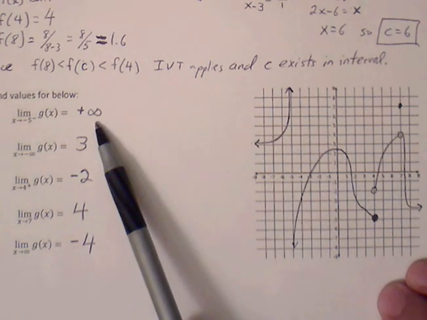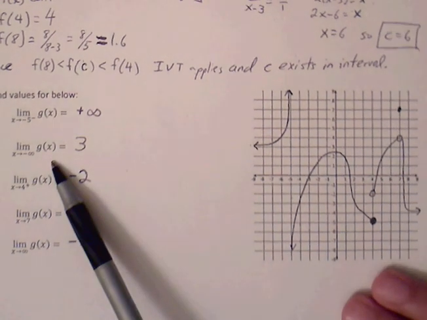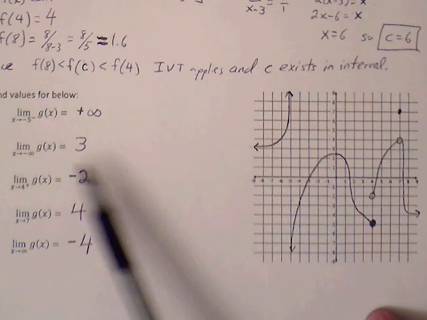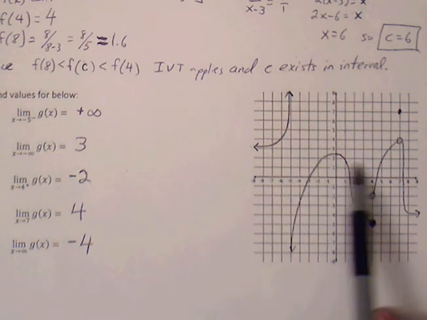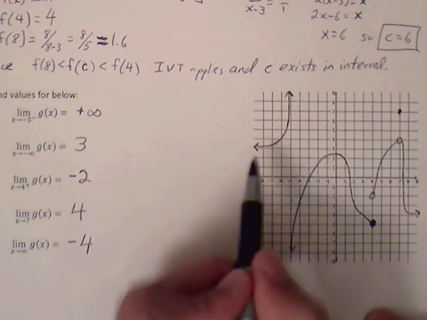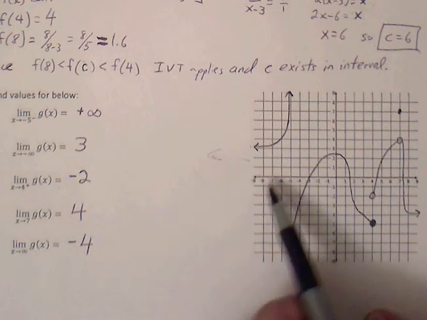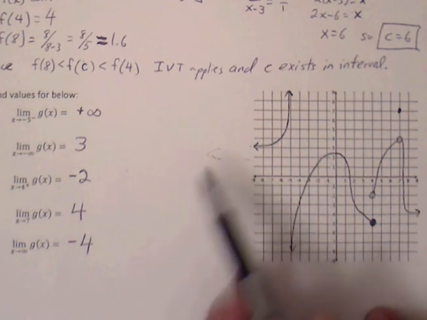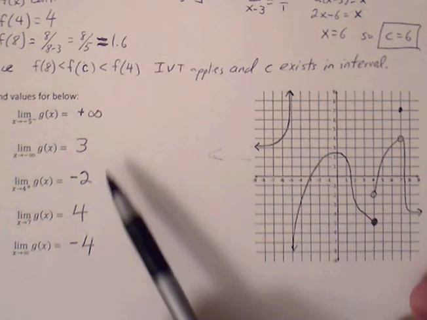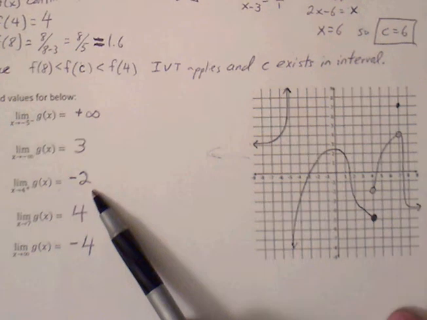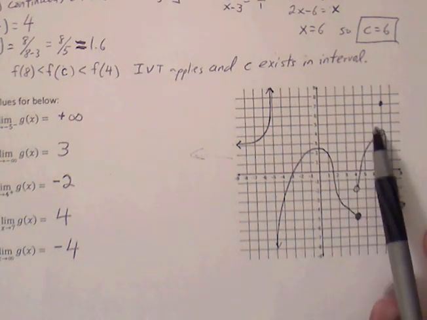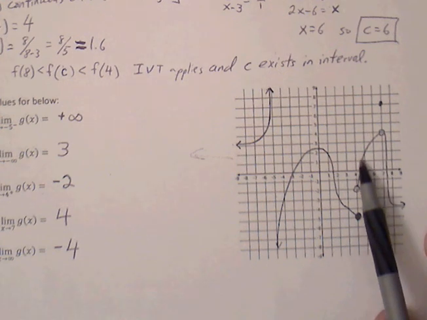Okay, limit as x approaches negative infinity, so we're going to follow the graph to the left. So if we follow the left branch, that's going to be this portion here, and this graph is approaching a y value of 3, so that's our limit. Approaching 4 from the right side of 4, so here's 4, we're going to follow the right branch, so this branch will lead us to the y value of -2.